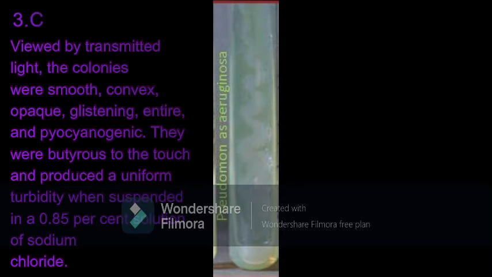And followed by the consistency. Viewed by transmitted light, the colonies were smooth, convex, opaque, glistening, entire, and pyocyanogenic. They were butyrous to the touch and produce a uniform turbidity when suspended in a 0.85% solution of sodium chloride.